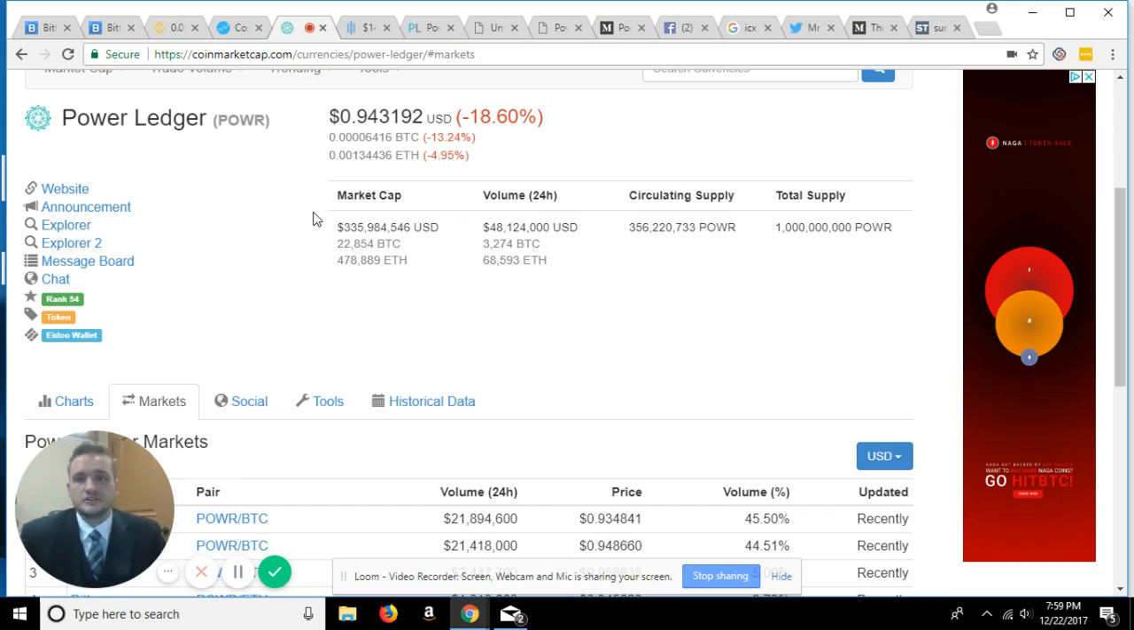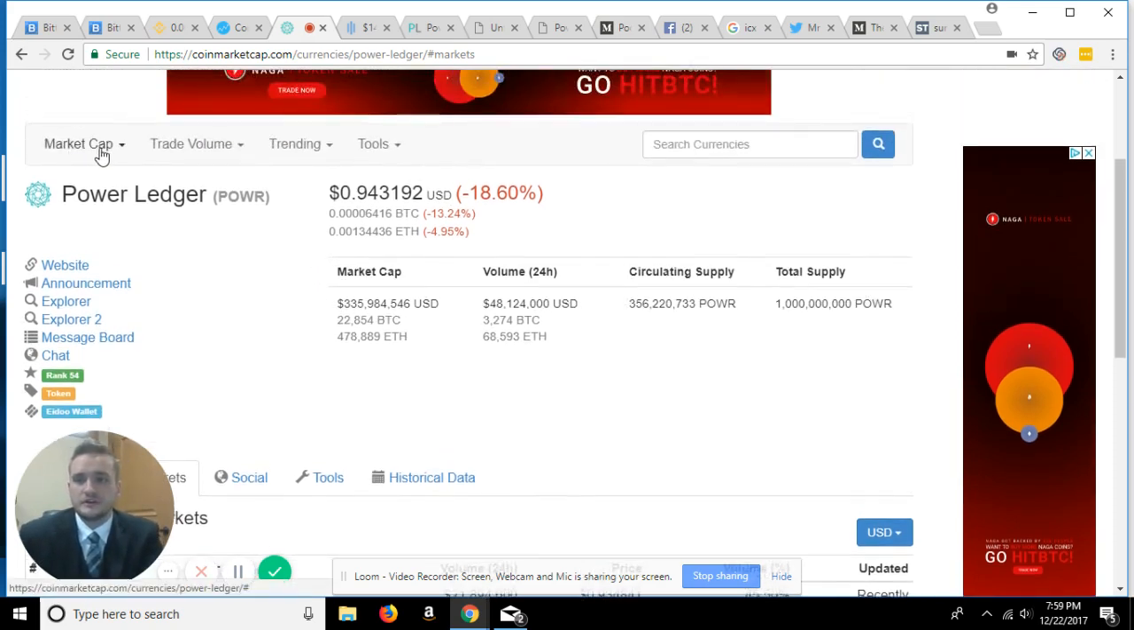And you can scroll right up here and go to market cap, and it'll categorize coins from 1 to 1,000, however many coins there are, by way of market cap. That can give you an idea of where it ends up on the board there.